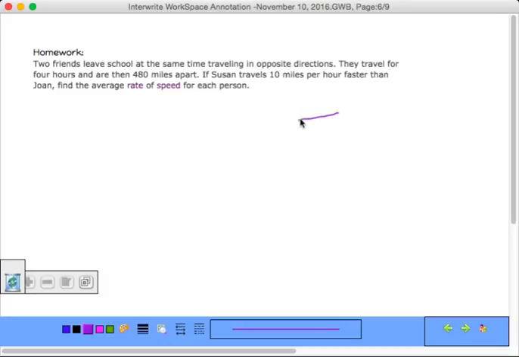So remember, you're starting and going in opposite directions. So there's your picture. And you need to set up your table. Rate times time equals distance. Give it a shot. Let me know if you need any help.